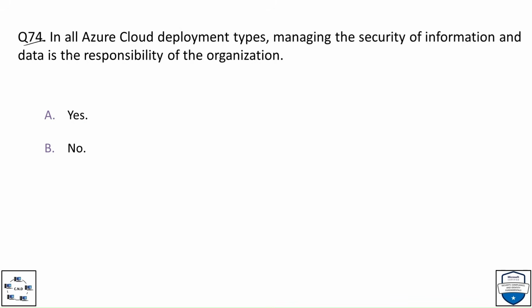Question number 74. In all Azure cloud deployment types, managing the security of information and the data is the responsibility of the organization. And the options are option A, yes, and option B, no. And the correct option is yes. So as we studied in the previous example, the management, configuration, and security of the physical infrastructure is the primary responsibility of the cloud provider in all types of cloud deployment model.